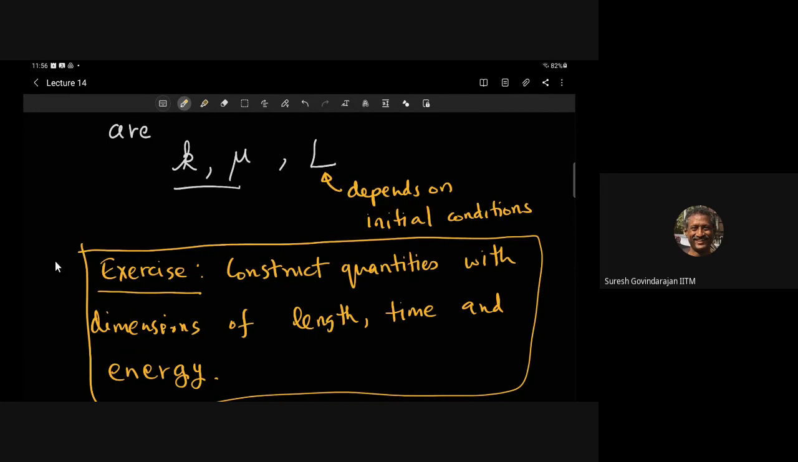You can ask me questions. Sir, in this question, do we have to come to the dimensions of length, time, and energy by some combination of K, mu? Yeah. So K power a, mu power b, L power c should be dimensions of length, and so on and so forth.